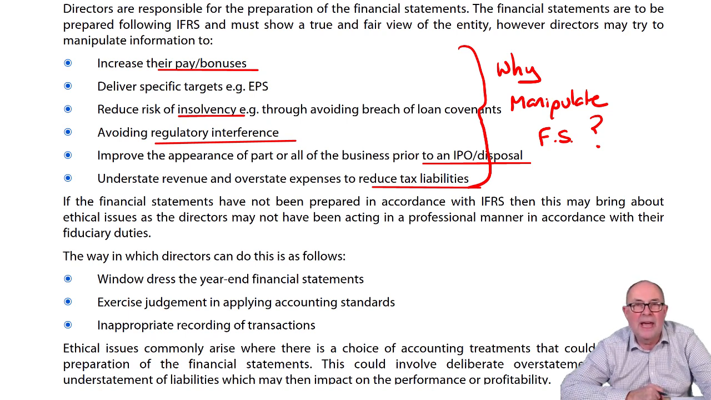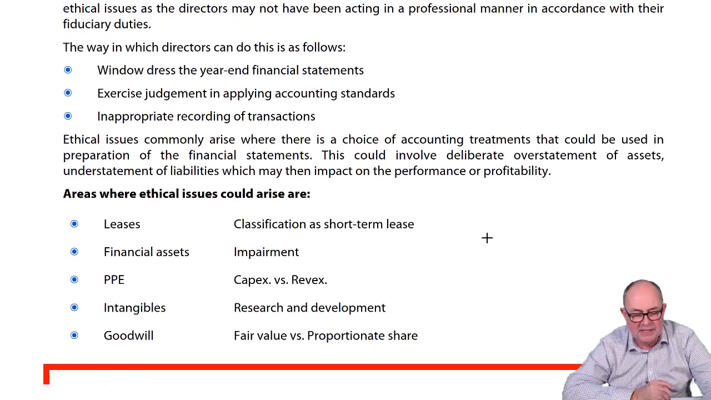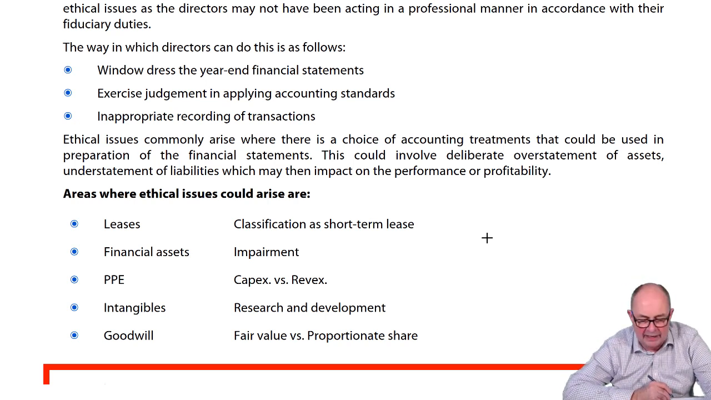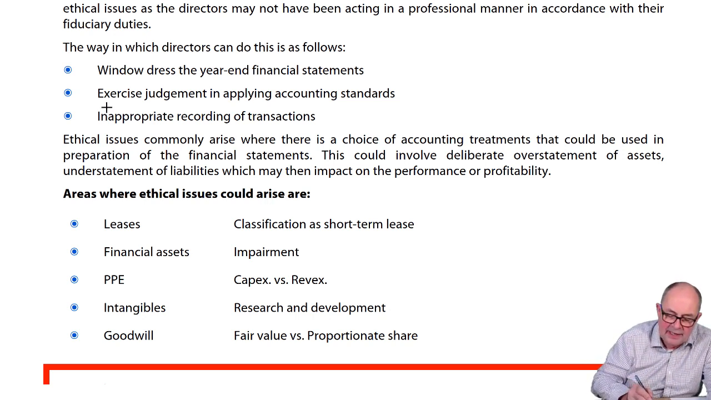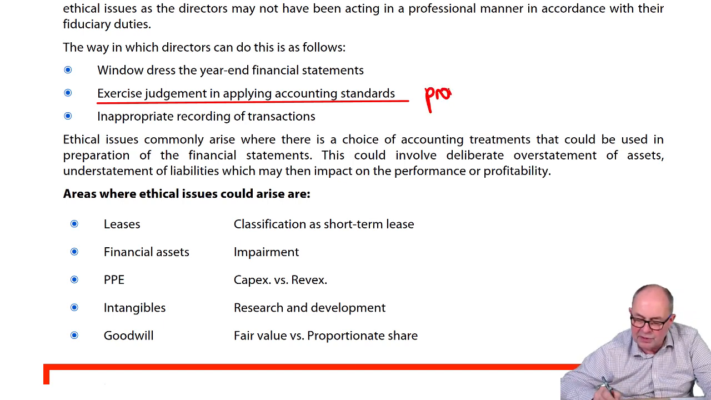Perhaps in the scenario you get, one of them will be listed and you should mention it. Just say, in this scenario, the directors have a bonus. Perhaps that's why they're choosing to overstate the profit. There are many ways in which they can manipulate the accounts. In particular, I'm just picking up some of the bullet points down here. They could exercise judgment. Think about the P word, provisions, and the A word, allowances.